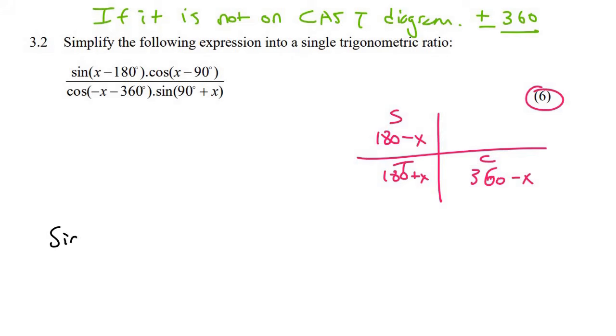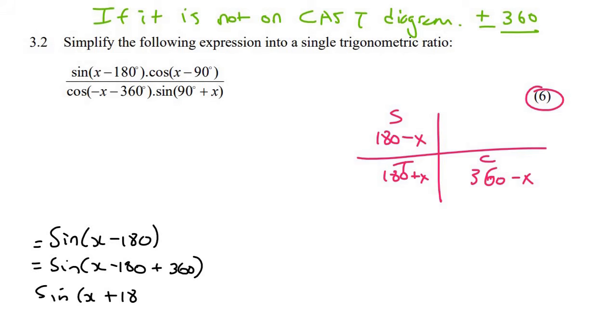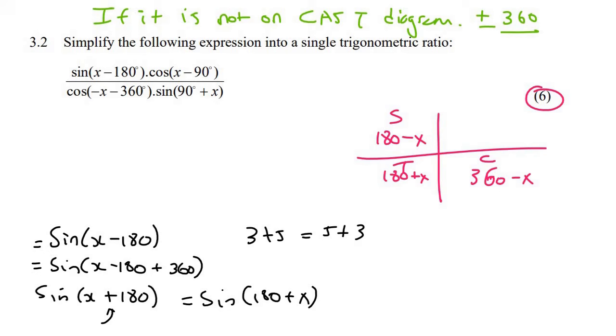So for example, the sin of x minus 180, I can simply add 360 to that, and that all of a sudden becomes sin of x plus 180. But when you plus, order doesn't matter, right? I mean, 3 plus 5 is the same as 5 plus 3. It's 8 and 8. So you can say 180 plus x. And so sin of 180 plus x is now this quadrant where sin is negative. So it becomes negative sin x. So this whole thing is just going to become negative sin x.